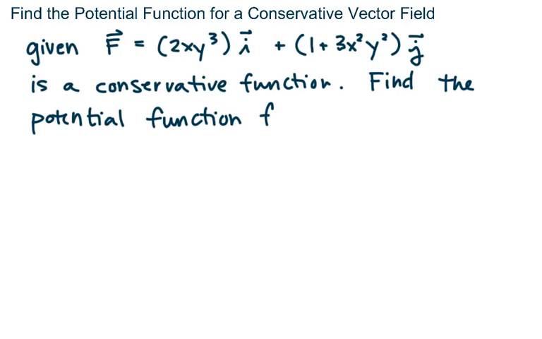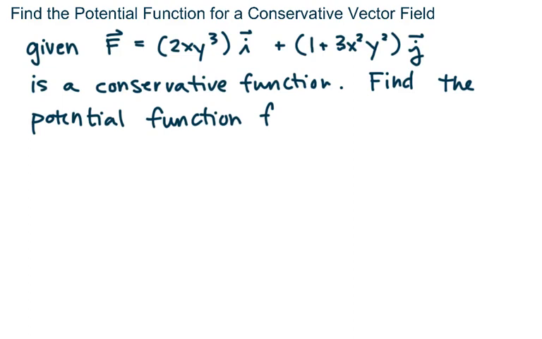Now we have two methods that we can use, or two different ways that we can think about how to do this. What we want to think about is recall that this right here, 2x y cubed, represents the partial of little f with respect to x, and then this second component function, 1 plus 3x squared plus y squared, represents the partial of little f with respect to y.